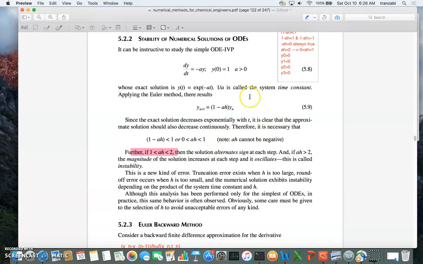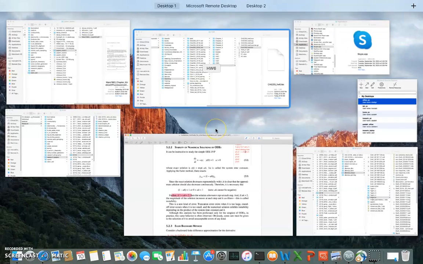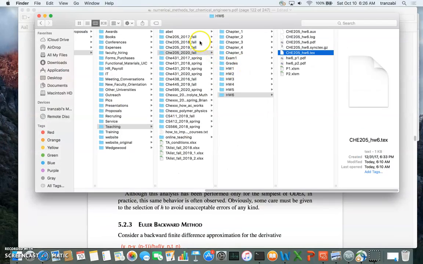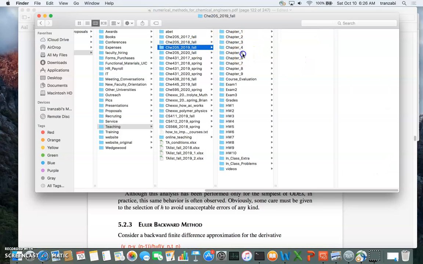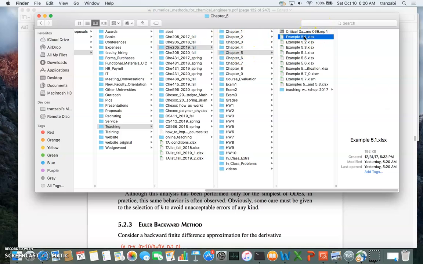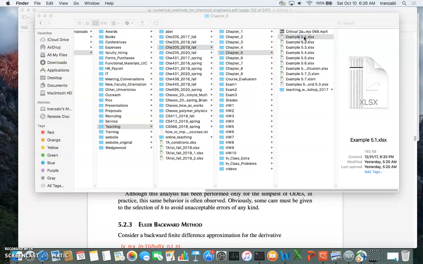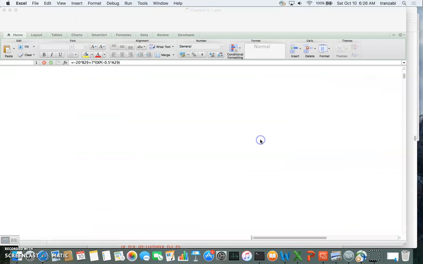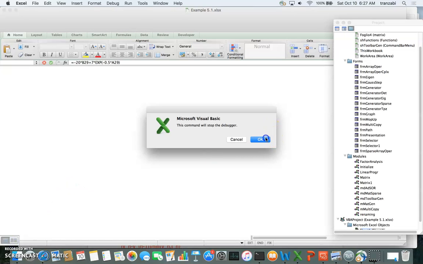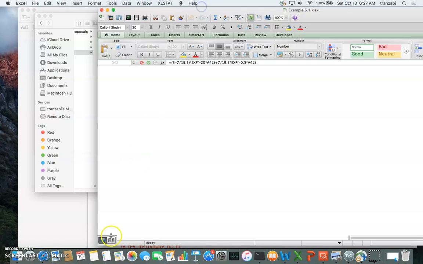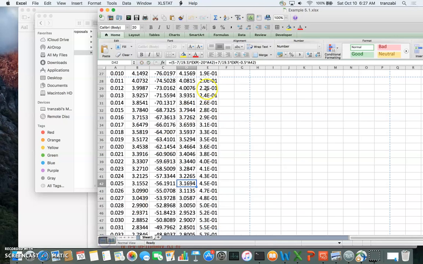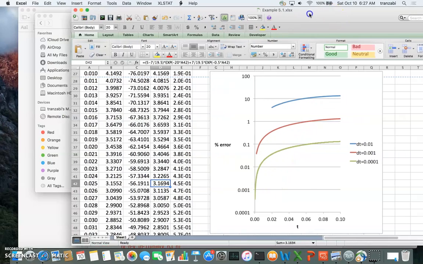So now let's look at the result. If AH doesn't satisfy this condition, I want to visualize how the instability looks. So let me go back to the example, I think that's 5.1. So, okay, let's open it up. Okay, so this is the example I saw in the last lecture.